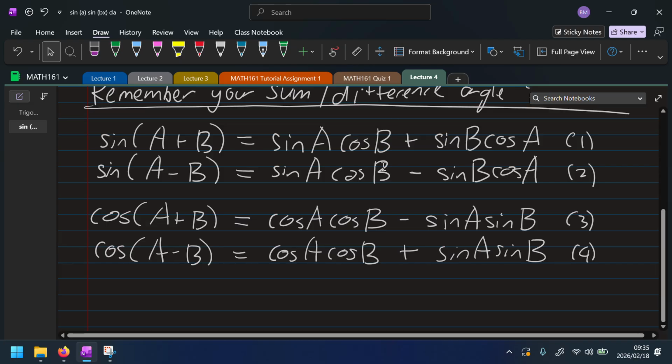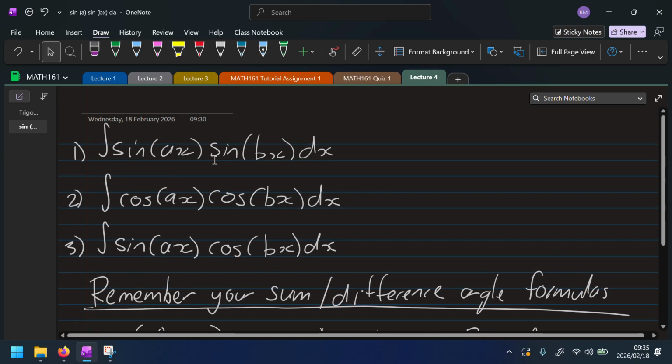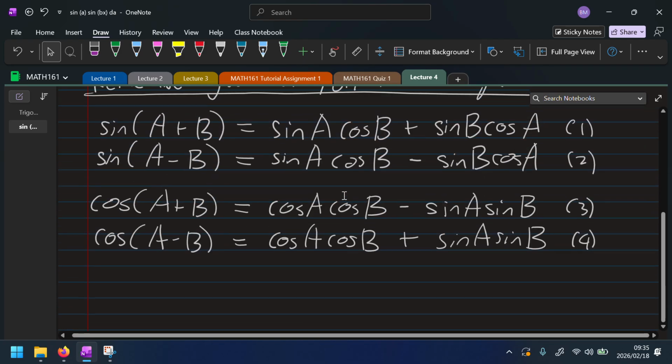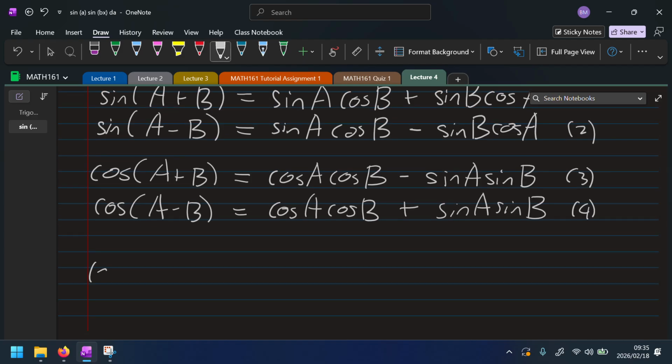Okay, so what we're going to do is use the sum and difference of these equations to derive identities for these three types. Let's start with the first one, where we have sine and sine. Let's look at equations 3 and 4, where the sine A sine B terms match up. What we're going to do is take the difference, subtracting the two: equation 3 minus equation 4.